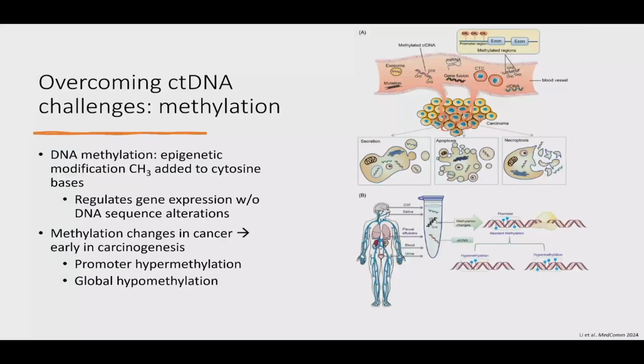One of the potential solutions to overcome the challenges associated with ctDNA in RCC is to target methylated segments. DNA methylation is an epigenetic modification where a methyl group is added to a cytosine base, and this helps regulate gene expression without altering the DNA sequence. Methylation changes in cancer, and these changes generally appear very early in the carcinogenesis of the disease. Depending on the malignancy, you'll see either promoter hypermethylation or global hypomethylation.